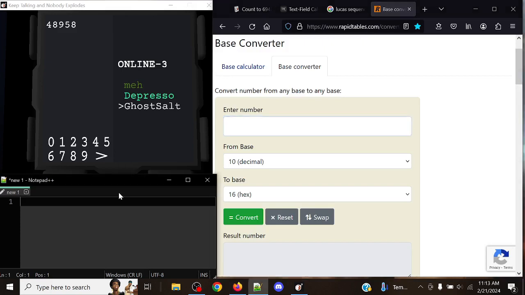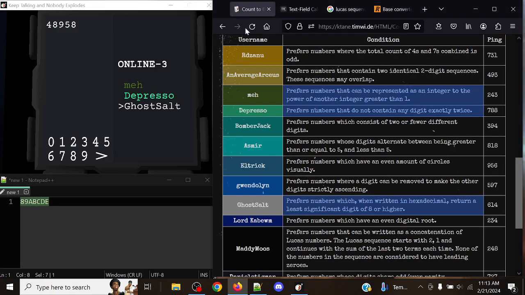Now this includes 8, 9, and then A, B, C, D, E. They all should be capitalized. A, B, C, D, E. So the least significant digit has to be one of these digits. That's the way that this rule works. This one will apply a lot. So we will get preferences for this one for sure.